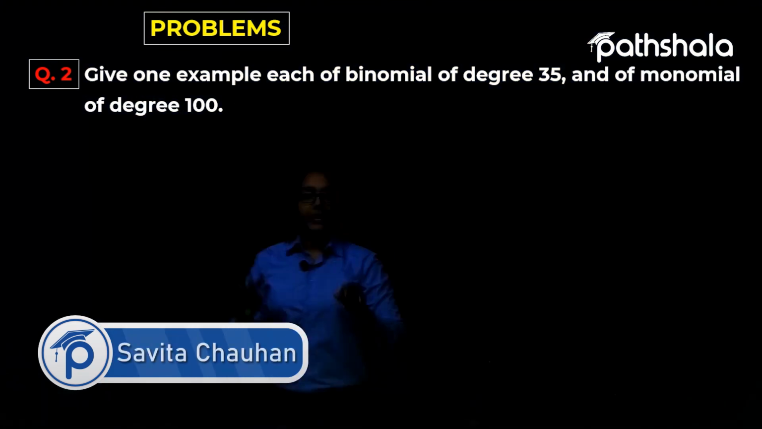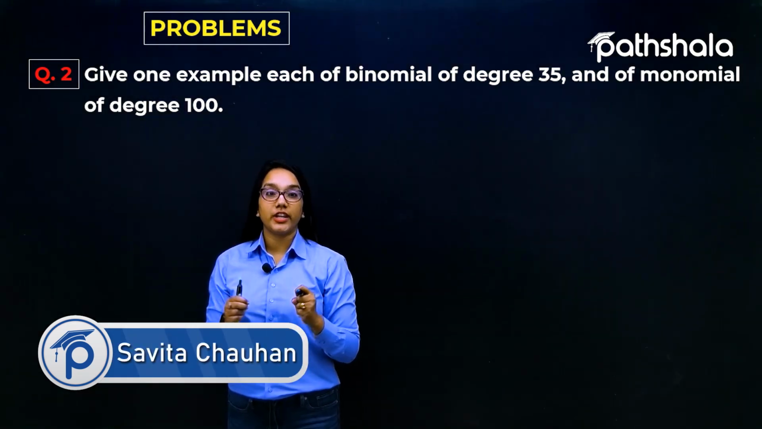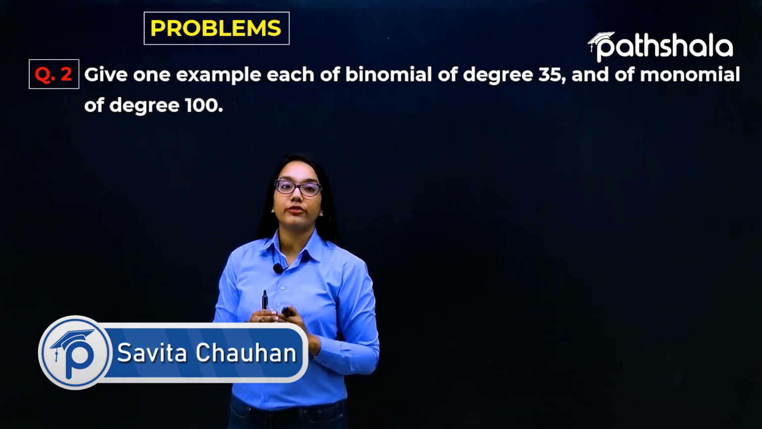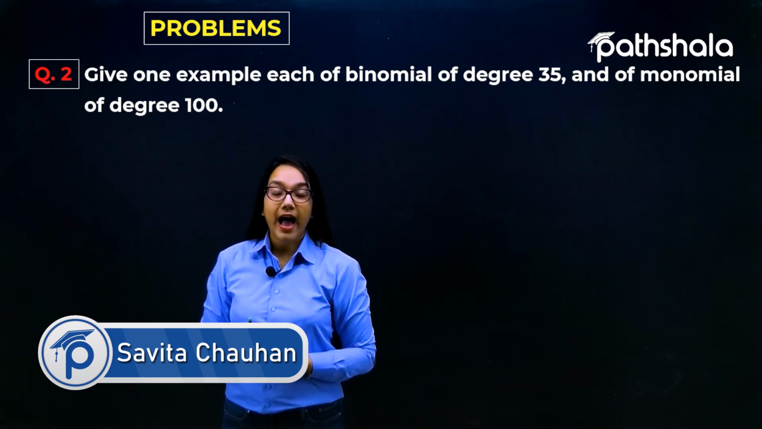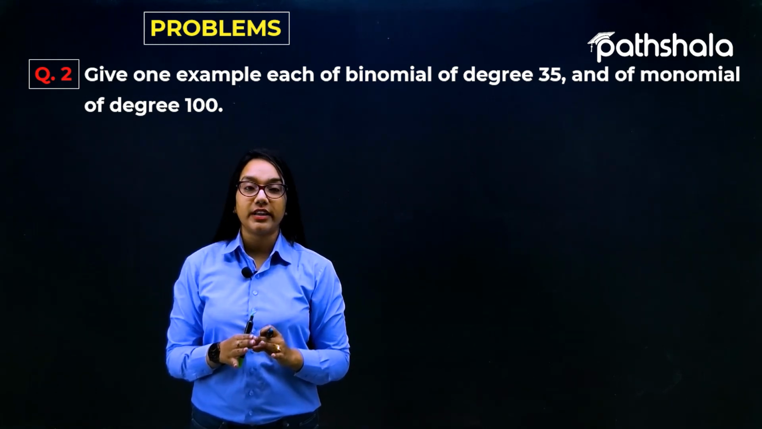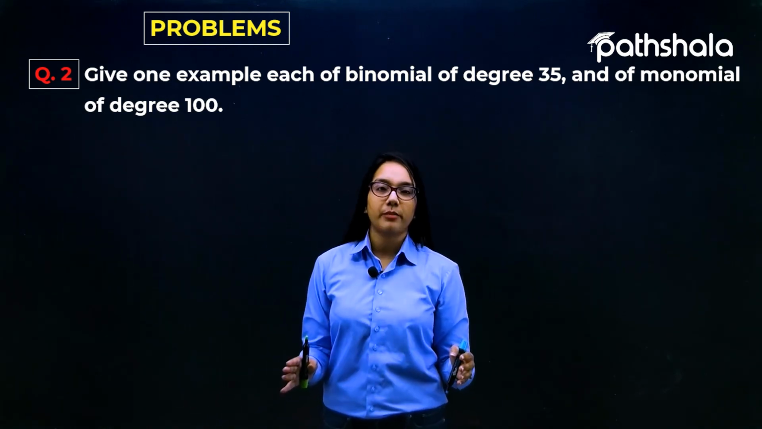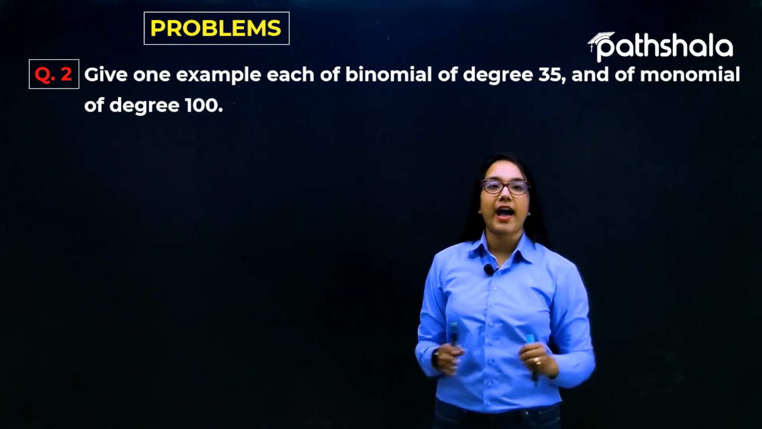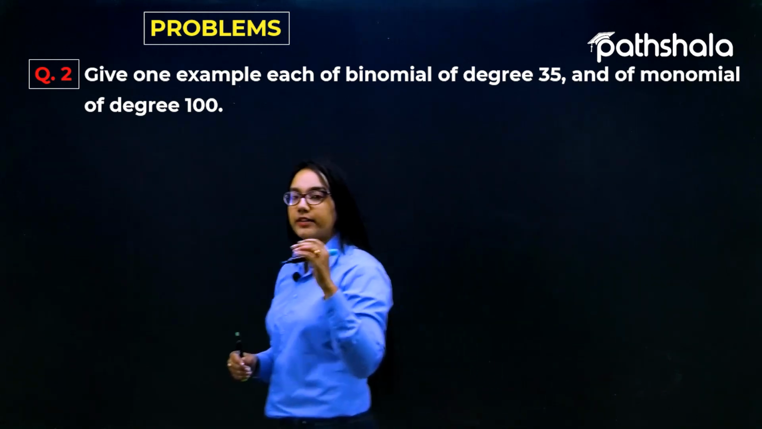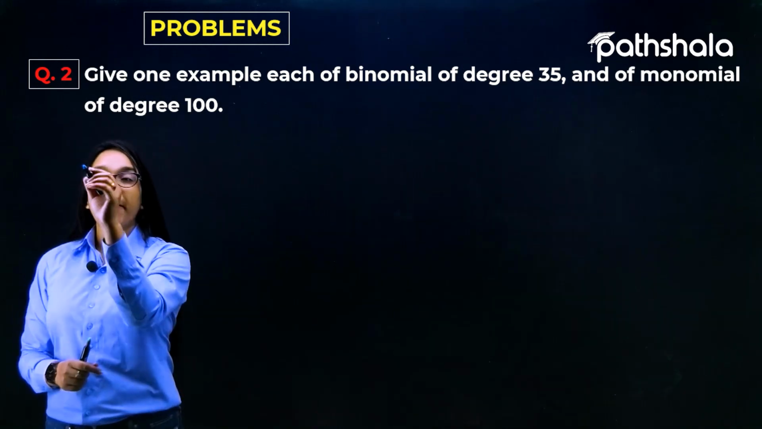Question number 2 says give one example each of the binomial of degree 35 and of the monomial of degree 100. So the question number 2 is give one example each of the binomial of degree 35 and of the monomial of the degree 100. So let us suppose we are talking about the binomial.